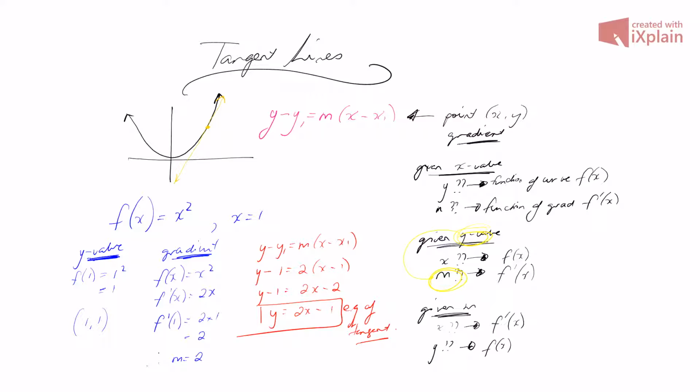I might do a separate video on normals. A normal is a line that is perpendicular to the tangent. So it just might take a bit of refreshing for you to remember how to find a gradient that's perpendicular. So I hope that helps.